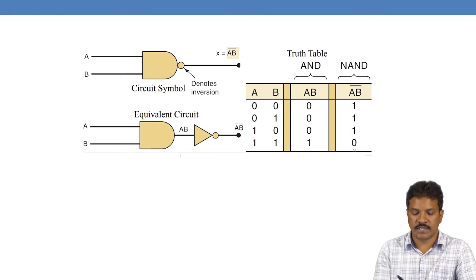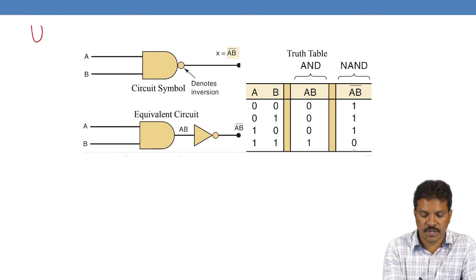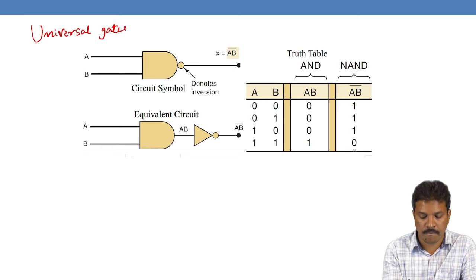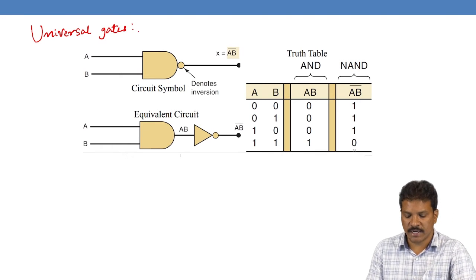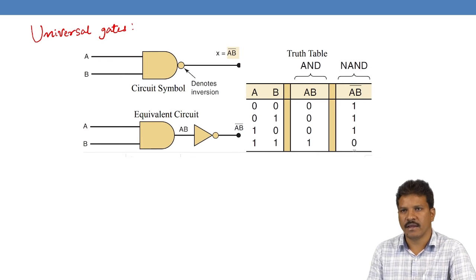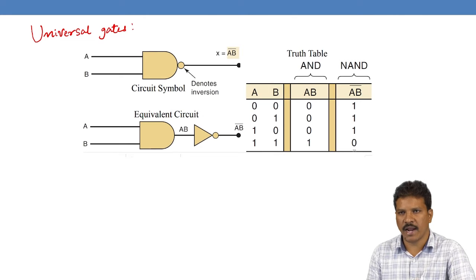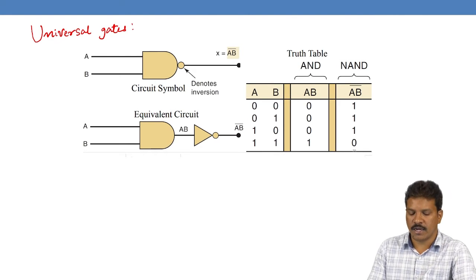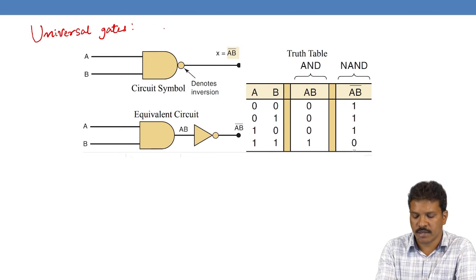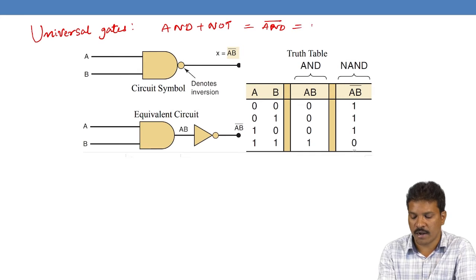Now we will see the universal gates. In the universal gates, the first one is the NAND gate. What is a NAND gate? The name, when we observe it, is AND plus NOT gate. So it is a combination of two gates: first performing the AND operation, then performing the inverter operation, you will get AND bar, nothing but NAND.